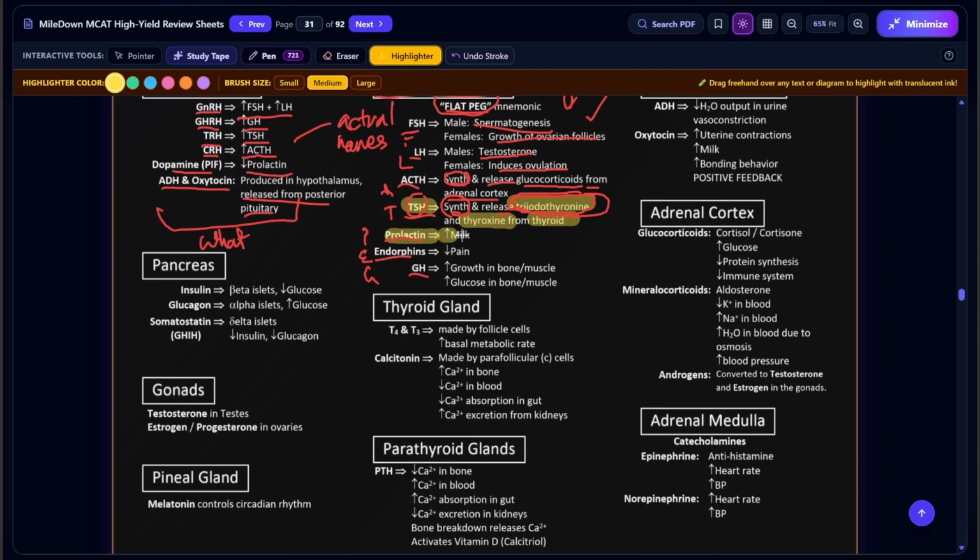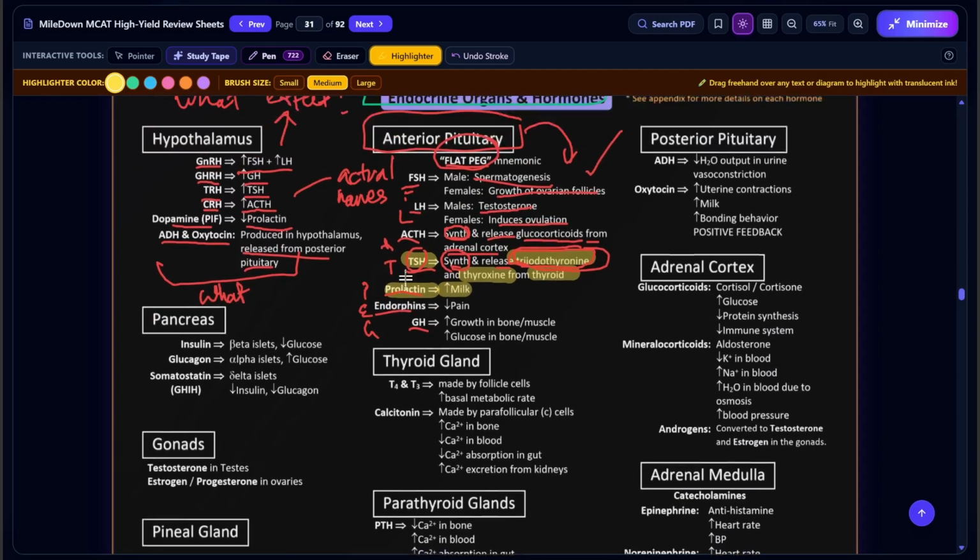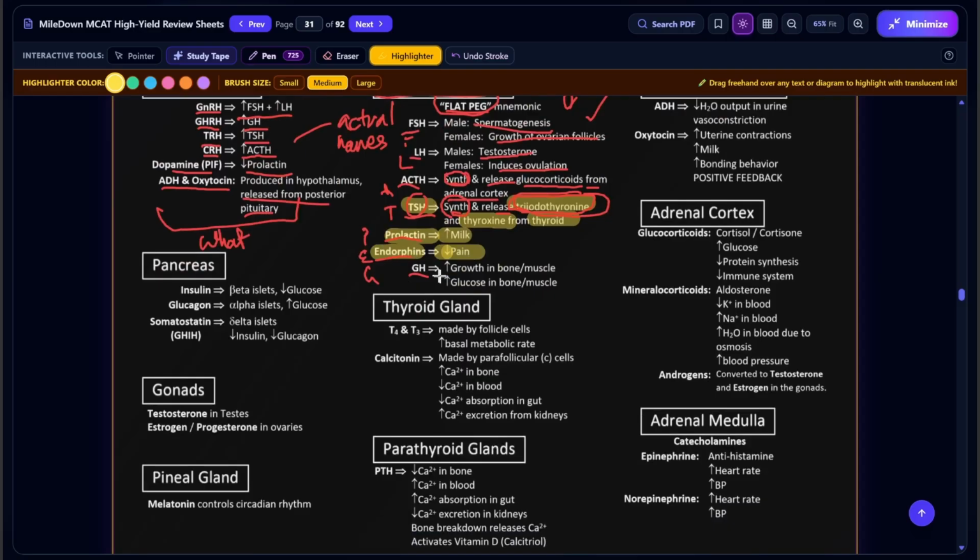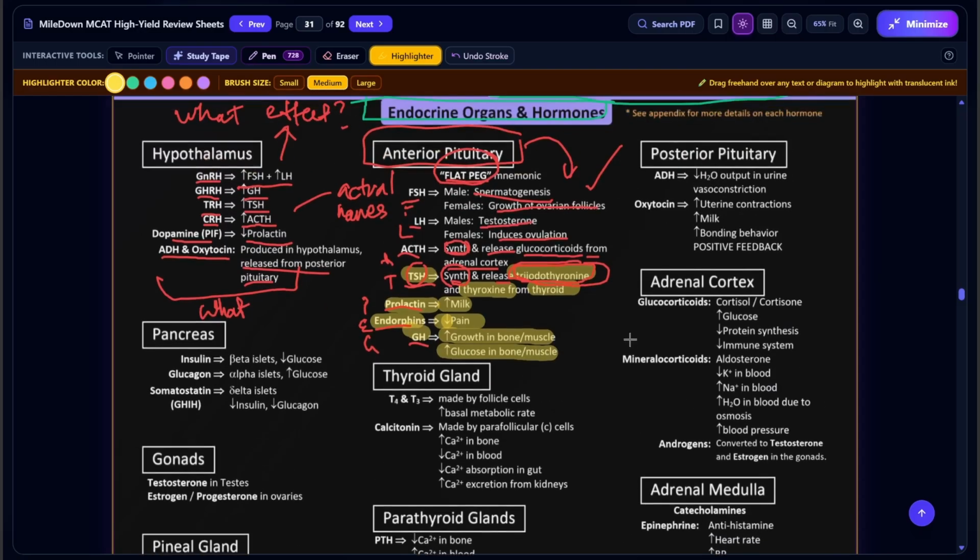And then prolactin, increase in milk, for females. Endorphins decrease pain for both males and females. GH increases growth in bone and muscle, and also increases glucose in bone and muscle.